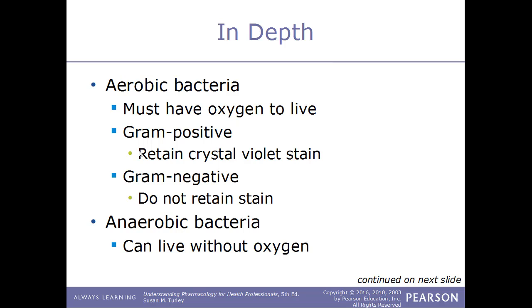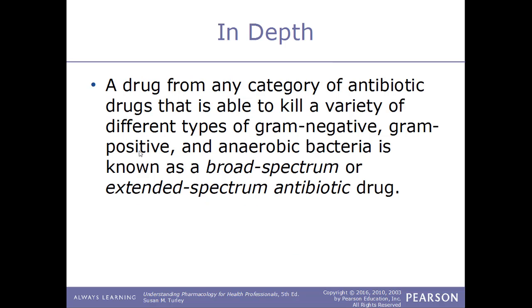You can also have anaerobic bacteria, and these can live without oxygen. Now, a drug from any category of antibiotics that is able to kill a variety of different types of gram-negative, gram-positive, and anaerobic bacteria is known as a broad-spectrum antibiotic, or an extended-spectrum antibiotic drug.